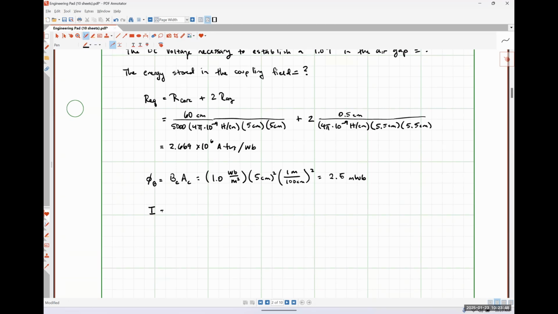From this, our current is just flux times Req over the number of turns. So that is 2.5 times 10 to the minus 3 Webers times our equivalent reluctance, 2.669 times 10 to the 6 amp turns per Weber.